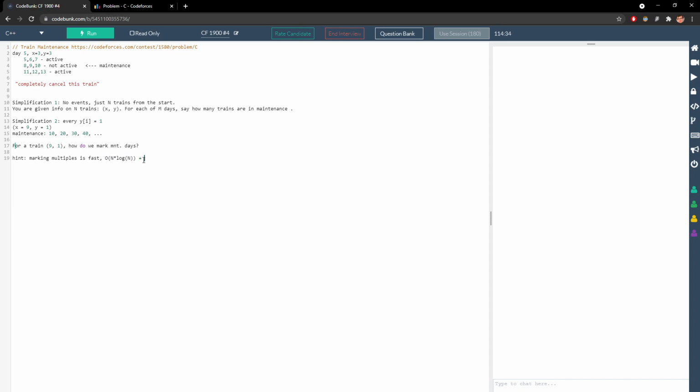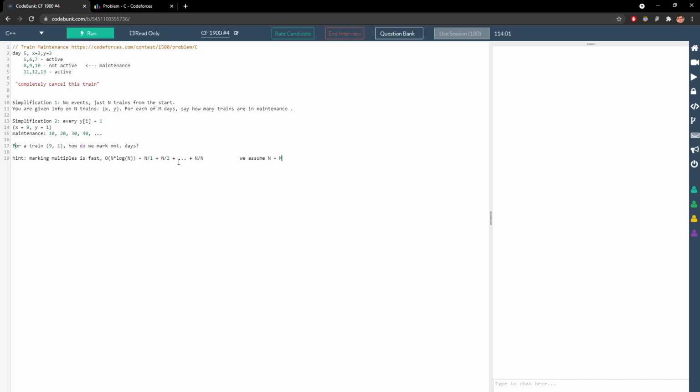Because this is equal to n over 1 plus n over 2 plus and so on plus n over n. So I should say, I think m, because m is the number of days. Let's assume that n is equal to m, because I don't want to think which one is which. Or at least they are close. Okay. So if there are no two trains with the same cycle size, it is fine to iterate through such multiples.